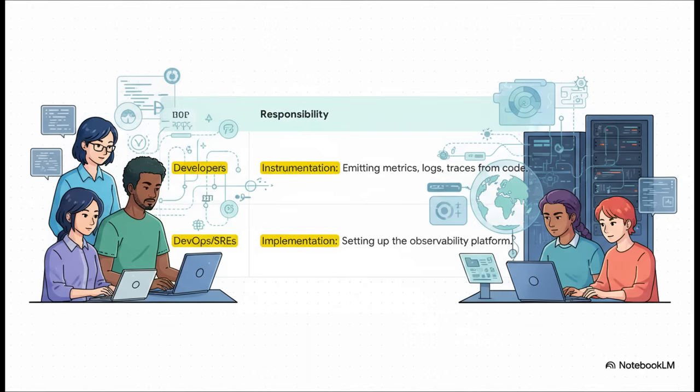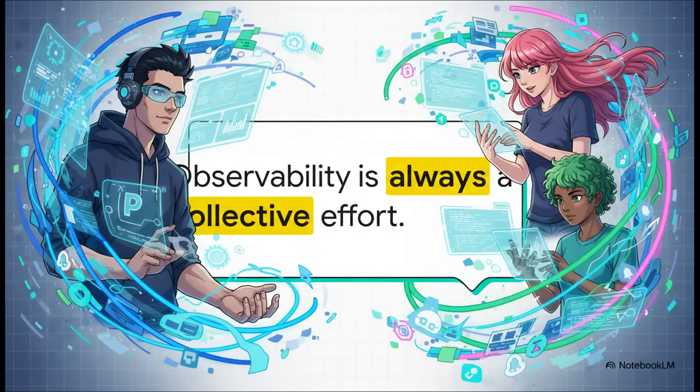Then you have the DevOps and SRE teams, and they're responsible for the implementation, setting up, configuring, and maintaining all the back-end platforms that collect, store, and visualize all of that powerful data. And this really hits the nail on the head. It's the key takeaway. You just can't have one without the other. An SRE can build the most amazing Prometheus cluster in the world, but if developers aren't instrumenting their apps to send data to it, it's completely useless. It really is a collective effort.